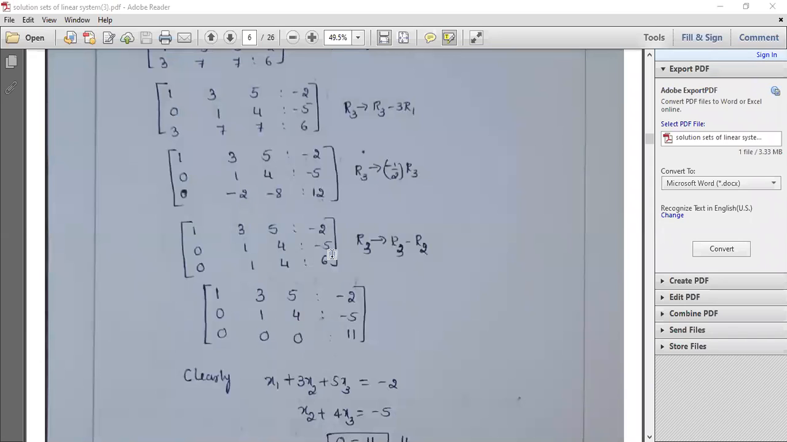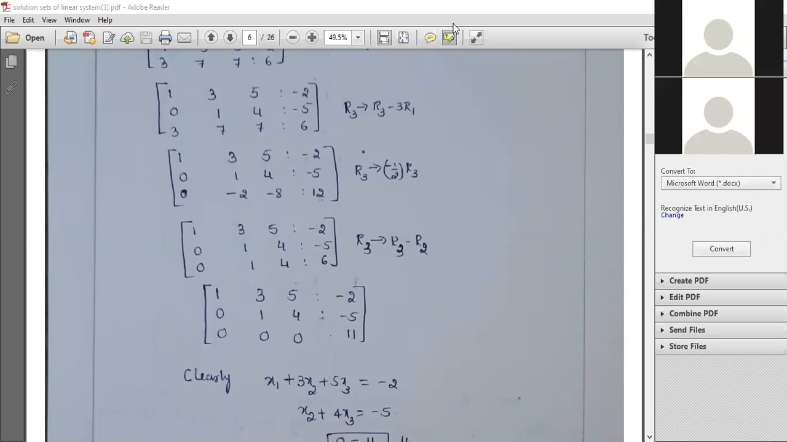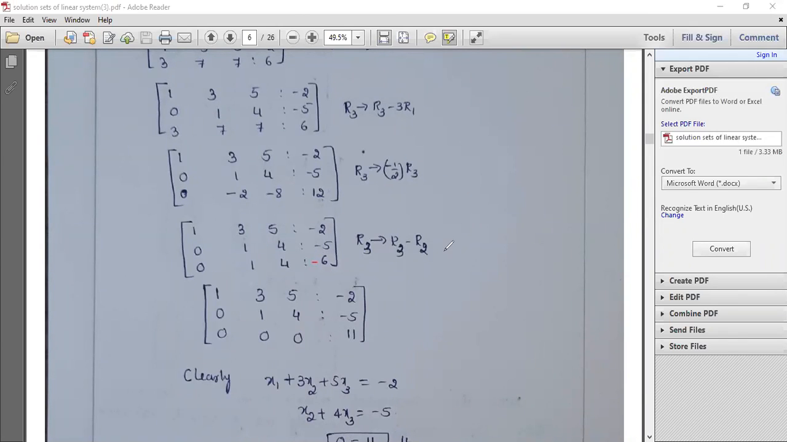Excuse me, ma'am. I think it has to be minus 6. Yes, you're right. It has to be minus 6. Okay, so R3 changes to R3 minus R2, and once we get this, I think it's easy now to make this 0 by using this R2, R3 changes to R3 minus R2.